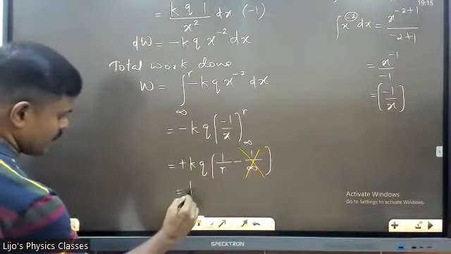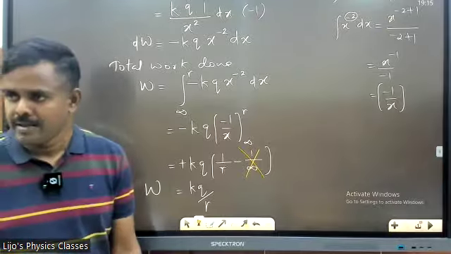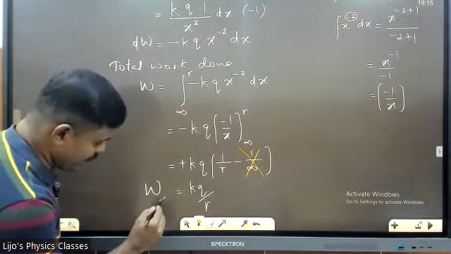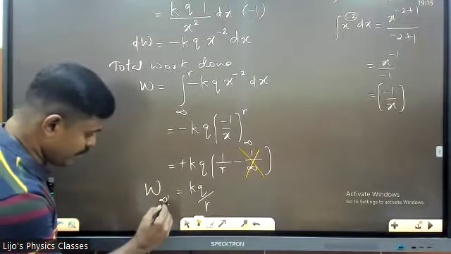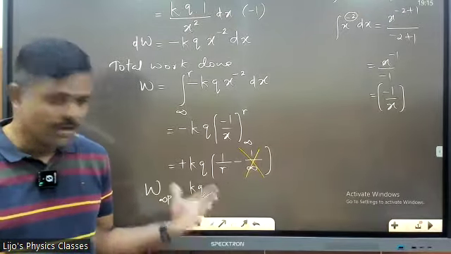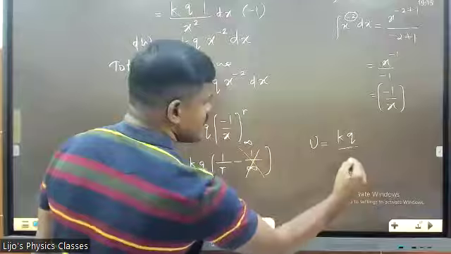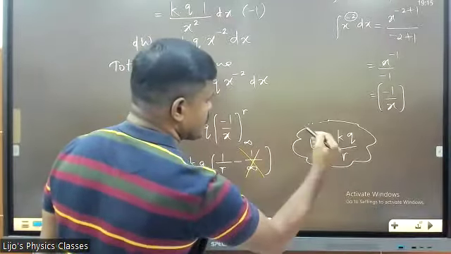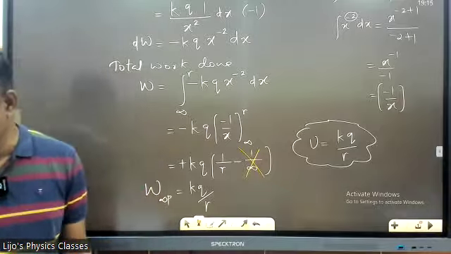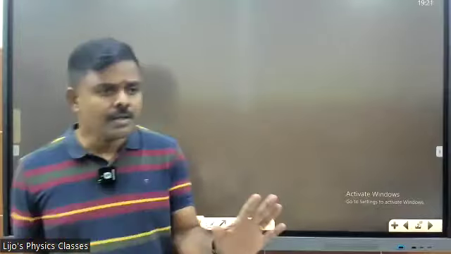What do we get now? This is kq by r. This is actually the work done for bringing plus 1 coulomb from infinity up to the point P. Am I correct? Work done in coming from infinity up to the point P is called potential. So this is the expression for potential. We can finally write it as kq by r, that is 1 by 4 pi epsilon naught into q divided by r.